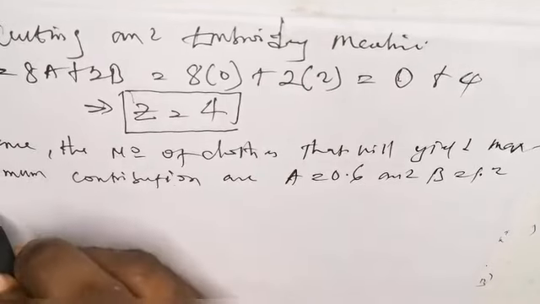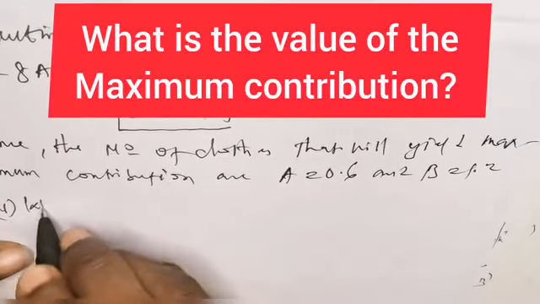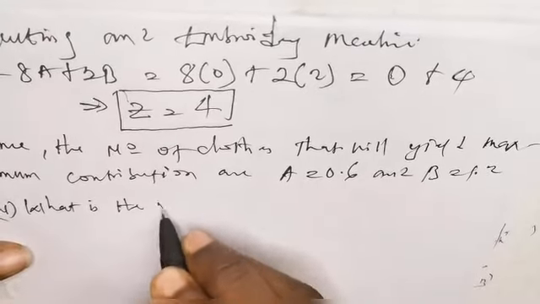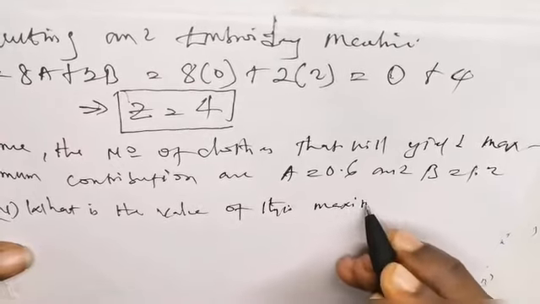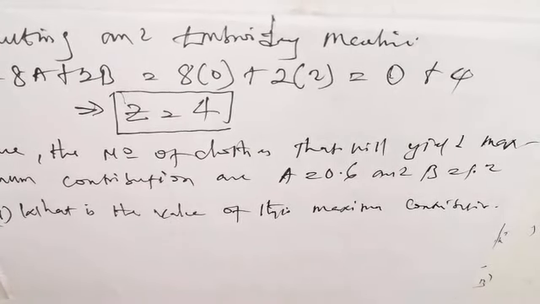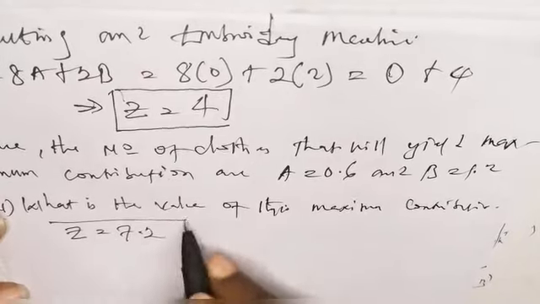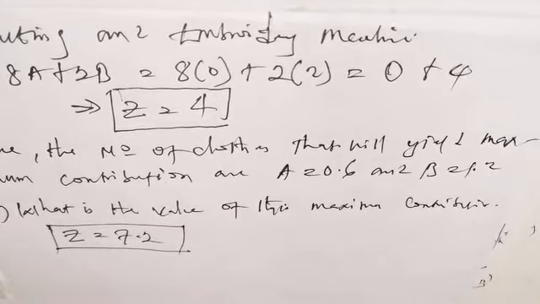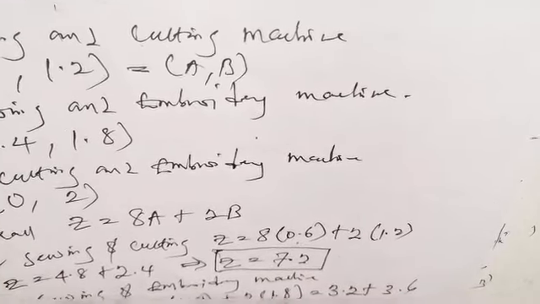The final question V says, what is the value of this maximum contribution? We don't need to solve. We've already found it. The value of the maximum contribution under the given condition is when Z equals 7.2. That's the highest value of the contribution obtained. So the value is 7.2. We've already solved for it above: Z equals 7.2 for the sewing and cutting machine intersection.